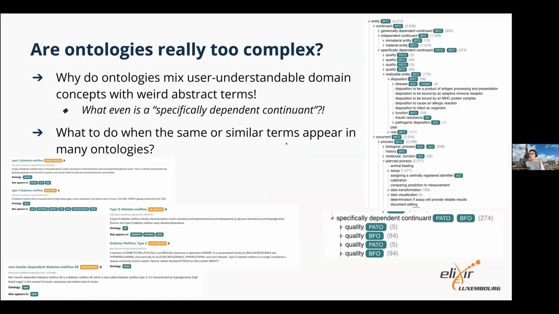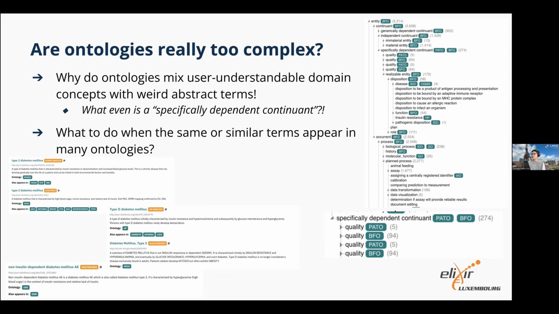Now, I first came across that term in 2010, and it's now 15 years later. And every time I come across it, I have to go back and look up what it means, because I cannot for the life of me ever remember what a specifically dependent continuant is. So I'm an ontology expert and I still struggle with it. Don't worry about it.